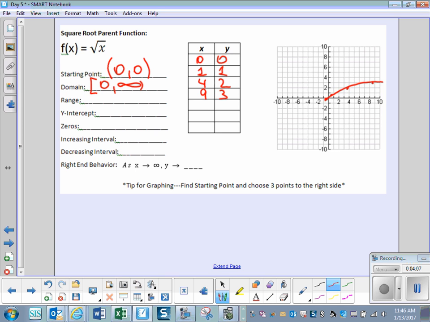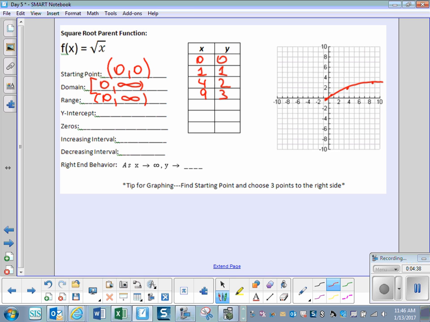What about the range? What is the range of this function? 0 to infinity, because that's where my function lives if I think about y values. Those are all the values of y that I can get from this function. It's a bracket for the 0, because the starting point has the coordinate y equals 0, so 0 is included.